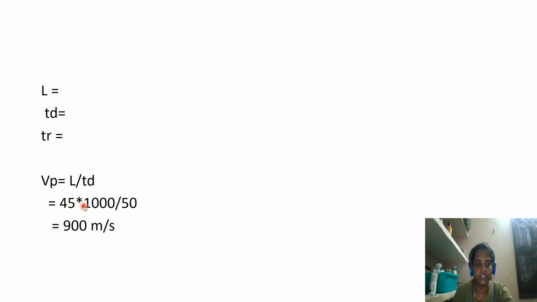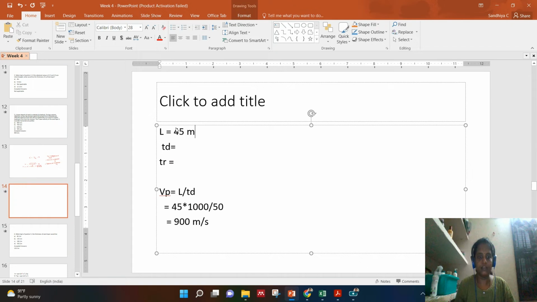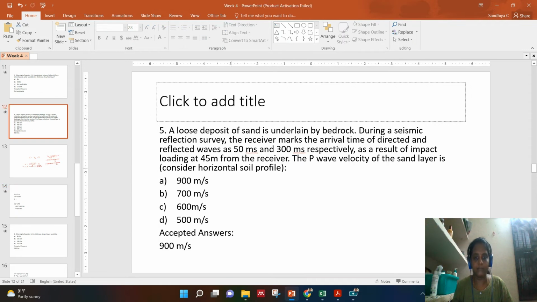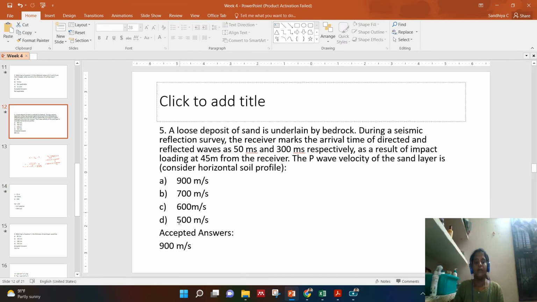Okay, so 45 into 1000 by 50. Your TD is in millisecond. Okay, I have not given the values here in order for you to find it. So this is 45 meter, your TD is going to be 50 millisecond, and your TR is going to be 300 millisecond. Okay, so we have found what is the primary P wave velocity. So the answer is going to be A.